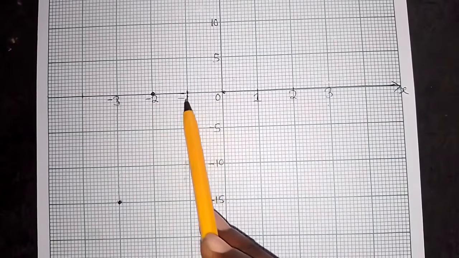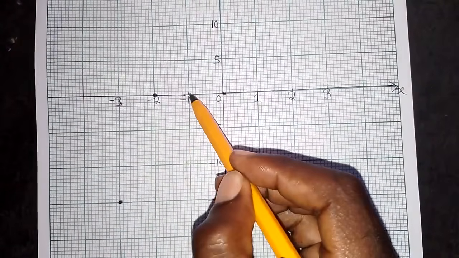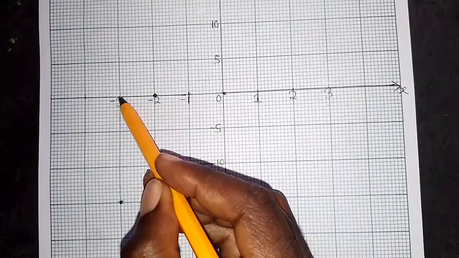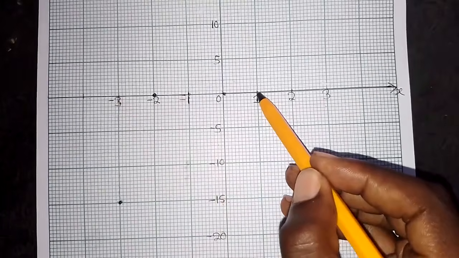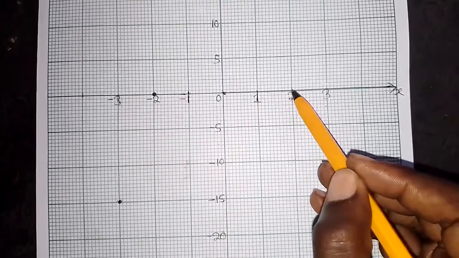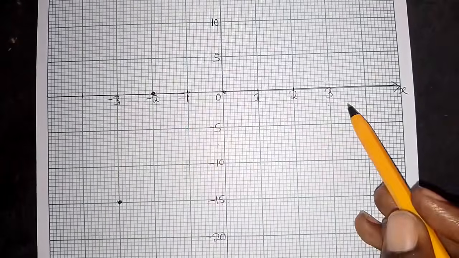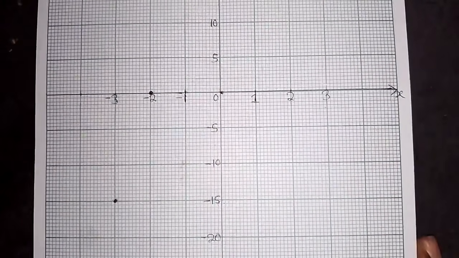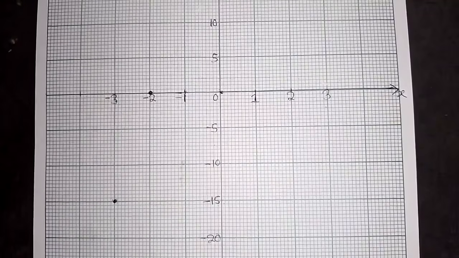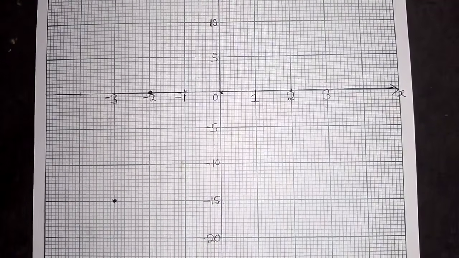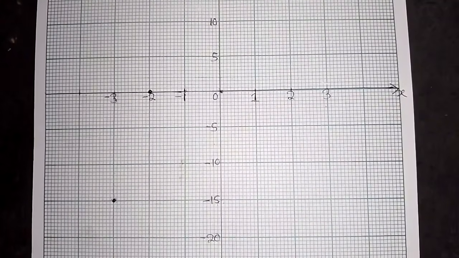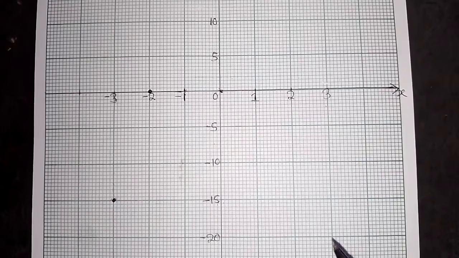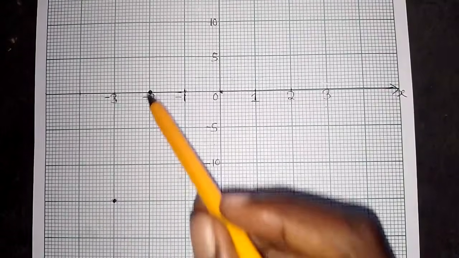Negative 1 comma 0, it's just here. Negative 3 comma 0, it is just here. Negative 1 comma 0, just there. Because you know that on the x-axis, y is equal to 0. This is what we are supposed to do. So once you do this, have you seen 1, 2? We move to the next point.